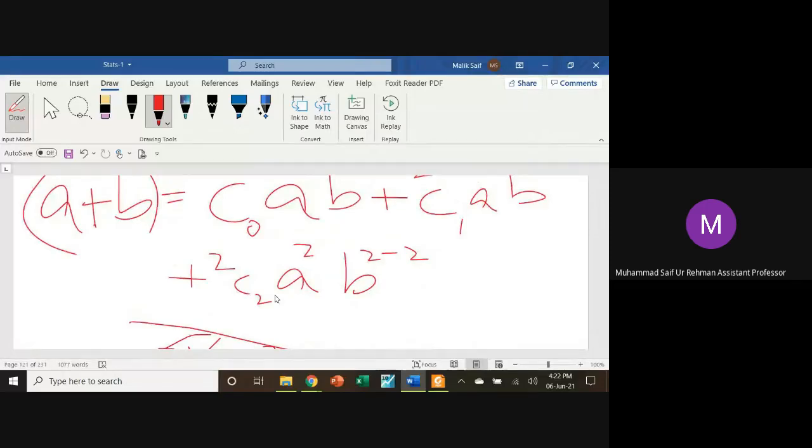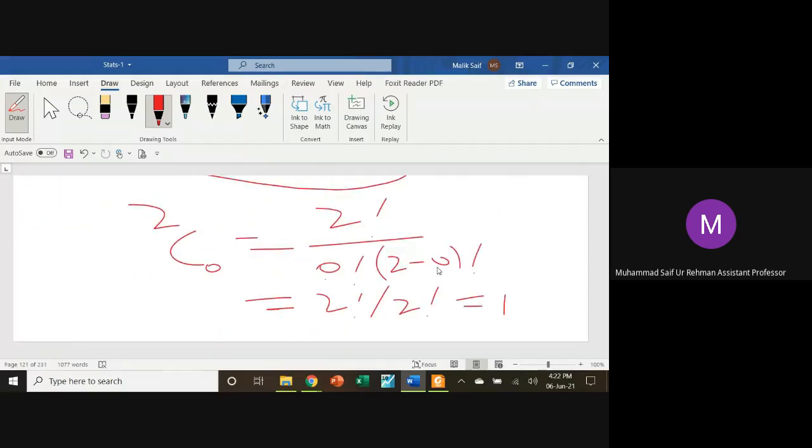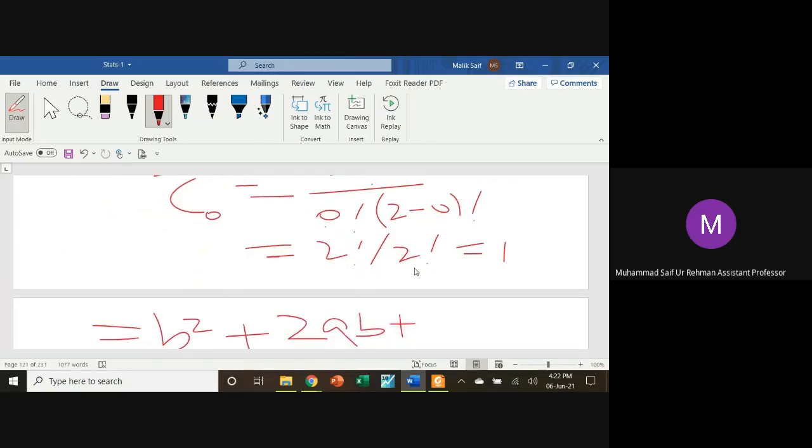And for the third term, you can see 2C2 is equal to 1. As 2C0 is equal to 1, similarly, 2C2 is equal to 1. Why? Because 2 minus 2 will be there over here. 2 minus 2 is equal to 0 factorial, and 0 factorial equals 1. So the answer will be 1 in this case. You can see.